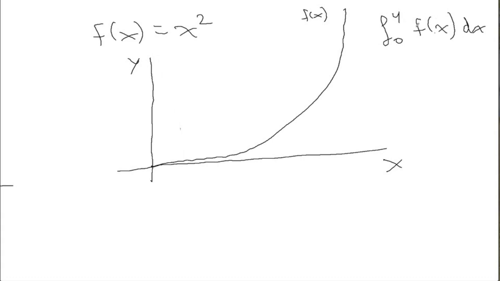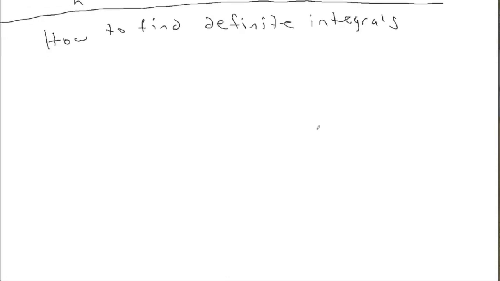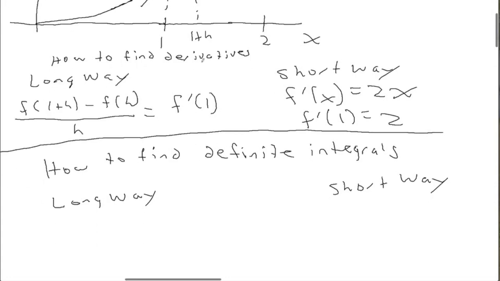What's the graphical interpretation of this? It's the area between the x-axis and the curve between 0 and 4. That's right. So it would be this area here. Okay, good. Well, the point is there's also a long and a short way to find those definite integrals. Just like with derivatives, there's a long and a short way. However, there's a big difference, which is that when we did derivatives, we studied the long way first, and then we learned the short way.